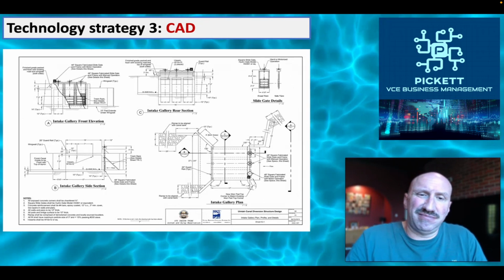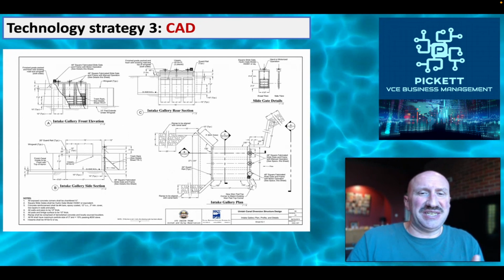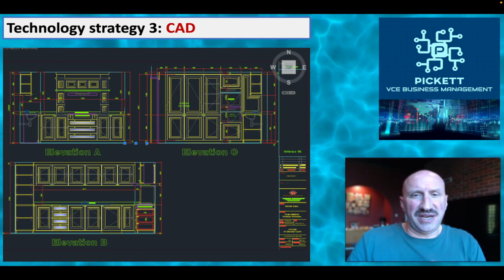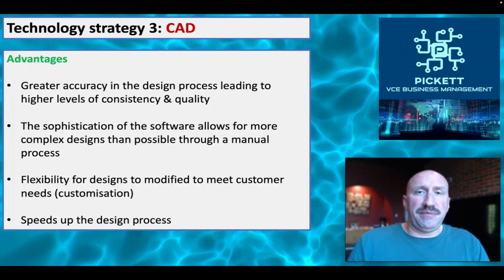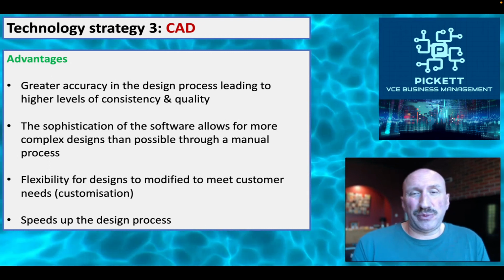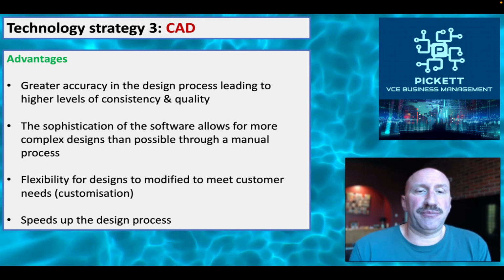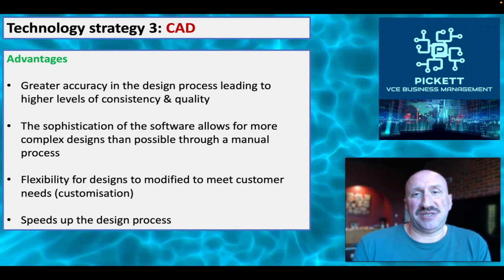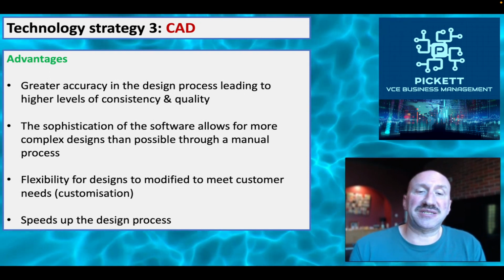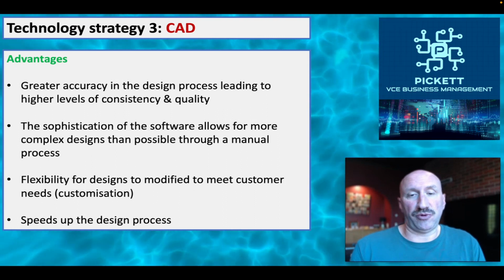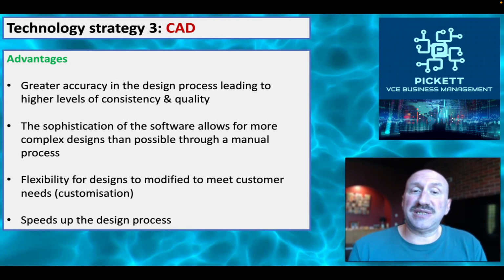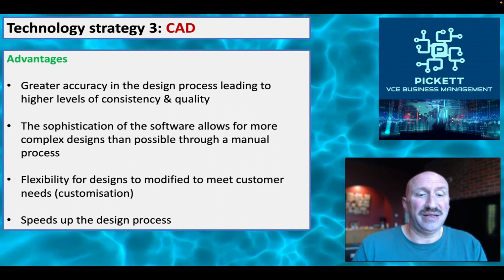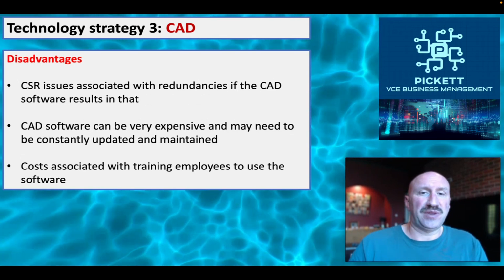Just some examples, nothing rocket science here, just some examples of CAD designs and technical specifications for you, just so you can kind of visualize in your head CAD, what we're talking about here. Now some advantages, again, kind of touched on these really when we were describing it, but greater accuracy in the design process, so therefore high degree of consistency and quality in our output. The sophistication of the software allows for more complex designs than what were once possible through manual processes. Flexibility for designs to be modified to meet customer needs. So we're talking about customization here. And again, speeds up the design process.